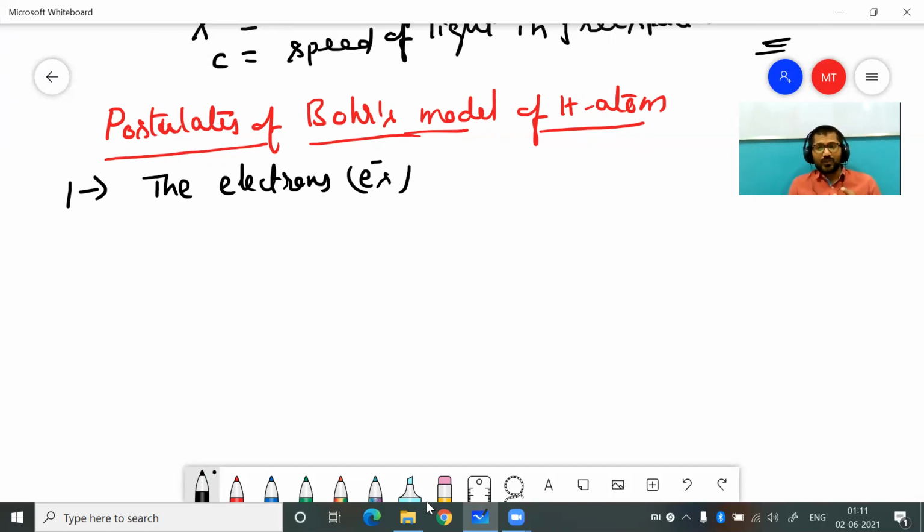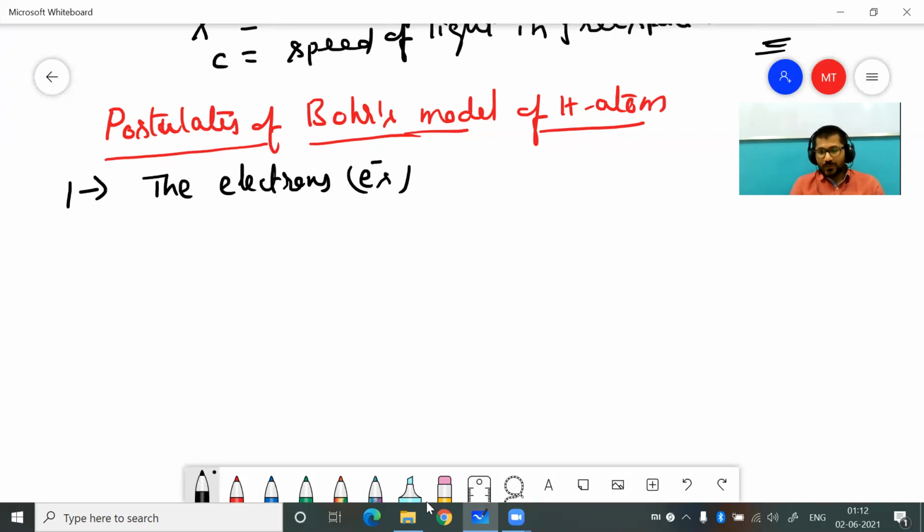And the force, whenever a particle of mass m is moving in a circular path, there should be a force holding that particle in circular motion. That is called a centripetal force. And the required centripetal force here is provided by the electrostatic force of attraction between the positively charged nucleus and the negatively charged electron. That is what he has proposed in the first postulate.